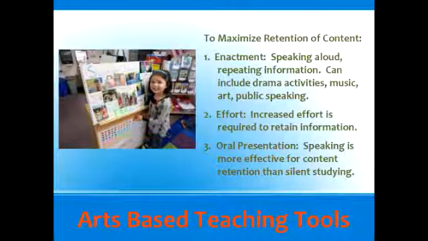So in order to maximize retention of content, it is important for students to have some kind of enactment, to speak aloud, to repeat information, and this also can include things like drama activities, music, art, and public speaking. Effort is a very important tool because increased effort is required to retain information and can be attained through increased practice and reinforcement. Oral presentations are very powerful with students because research has shown that speaking is more effective for content retention than silent studying.